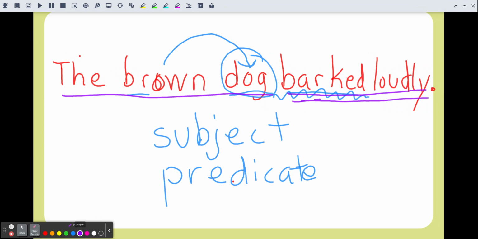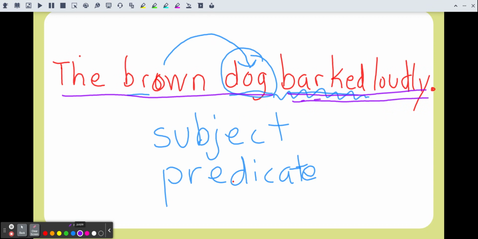So remember, the predicate must always contain at least one verb. What's the verb in this sentence? You said barked. You are correct. The predicate may also contain some additional words. The predicate of this sentence also includes the word loudly. It tells how the dog barked.